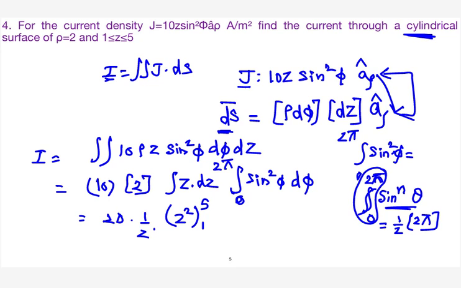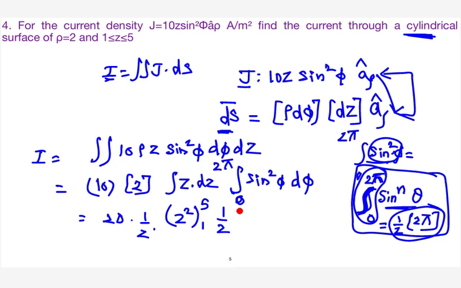Or otherwise you can do it in different methods also. You can say sine square phi is equal to 1 minus cos 2 phi by 2. That you can do, but instead of that, try to remember this formula. If it is sine cube or sine power 4 or whatever it might be, if you are integrating over the whole time period, the answer will be half of the time period. So you can apply that formula. The answer will be 1 by 2 times 2 pi. That's it. So you can simplify what you are going to get.